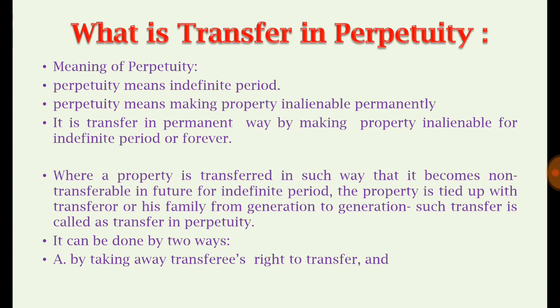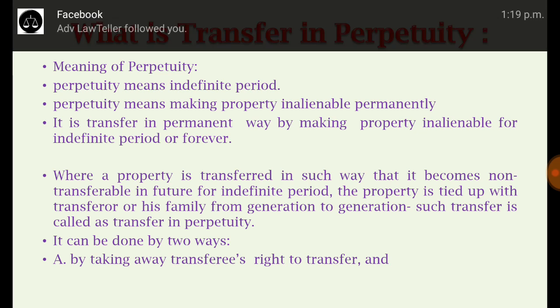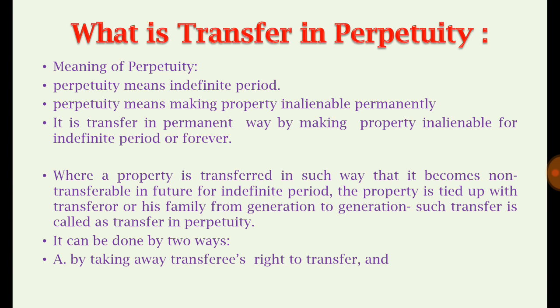For example, A transfers the property to B, who is living at the time of transfer, for his life, then B's eldest son for his life, then B's eldest son's son, and it further continues, and every person who is going to come in that chain, he gets limited interest, and such transfer can be called as a transfer in perpetuity.